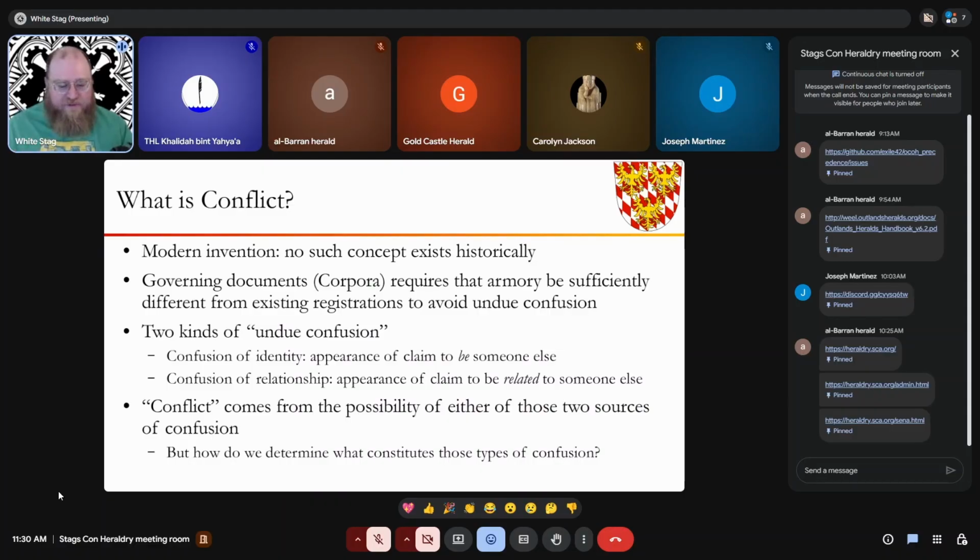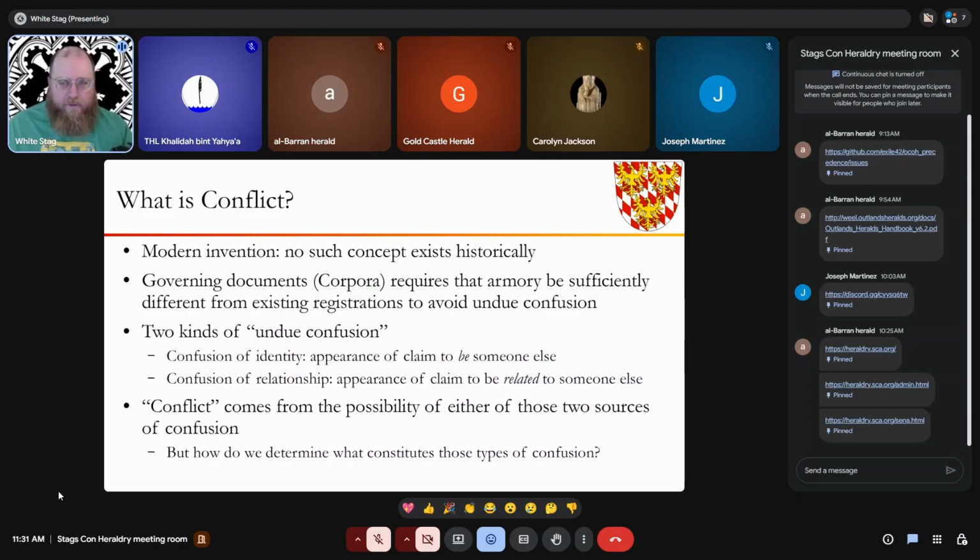So the first step in conflict checking is understanding what are the charges present in the armory, and then how do I check them? So first, we're doing a quick step back and talking about what is conflict. Conflict's a modern invention. The SCA College of Arms acknowledges this in the Cover Letter. There's no period concept of conflict.